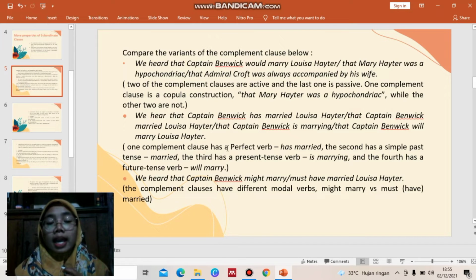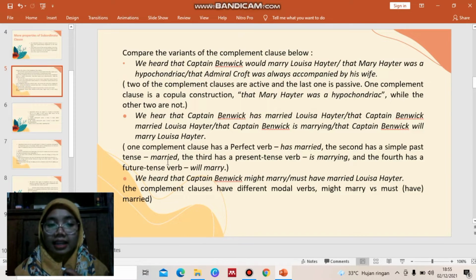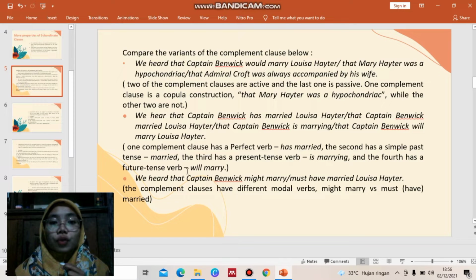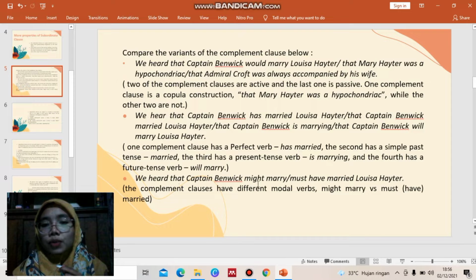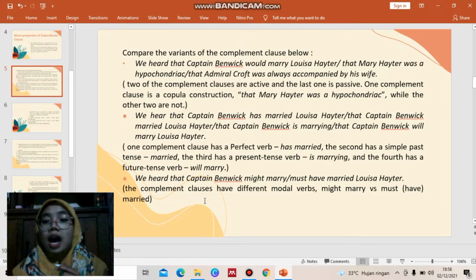One complement has a perfect verb, is has married. The second has a simple past tense, is married. The third has a present tense verb, is marrying, and the fourth has a future tense verb, is will marry. We heard that Captain Benwick might marry, must have married Louisa Hayter. The complement clauses have different modal verbs. Might marry versus must have married.